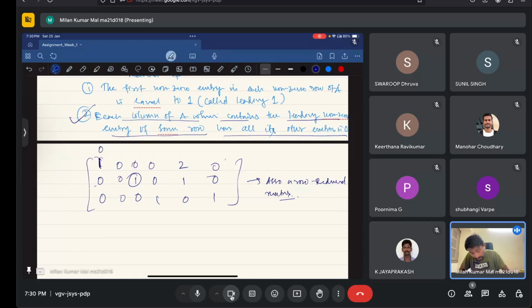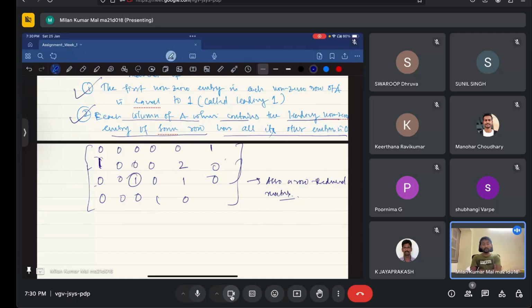Now, if we add a row here, still this is row reduced, right? Because the first row is completely 0. There is no non-zero entry. What is the problem? There is no non-zero entry. The first row is 0. Also, there is no problem with this. If we write this, still this is a row reduced form. Why? It is satisfying these two conditions properly.